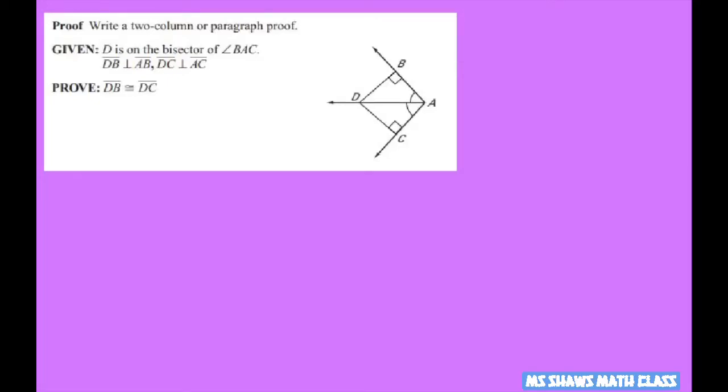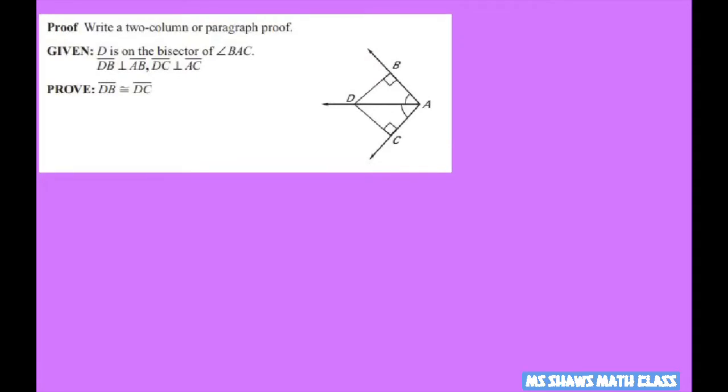Hi everyone, we're going to write a two-column proof given that D is on the bisector of angle BAC, and that we have these perpendicular line segments, and we want to prove that DB is congruent to DC. So we're going to get started.